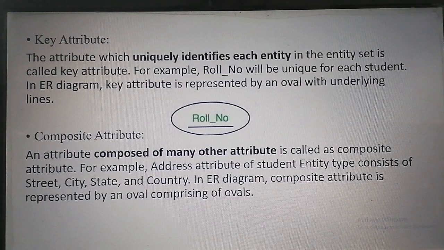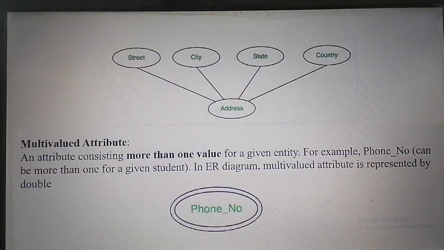Next is the composite attribute. An attribute that is composed of many other attributes is a composite attribute. As you can see here, the address is the composite attribute, since it consists of so many different attributes. Therefore I have called it a composite attribute. Address consists of street, city, state and the country.